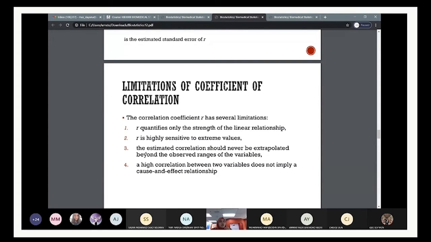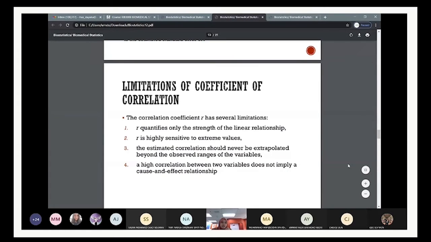Okay. And using correlation, we should never extrapolate the line, because we can only extrapolate the line if we are using regression, because we are not predicting. Okay, a high correlation does not imply cause and effect. For cause and effect, we are going to look at regression analysis.